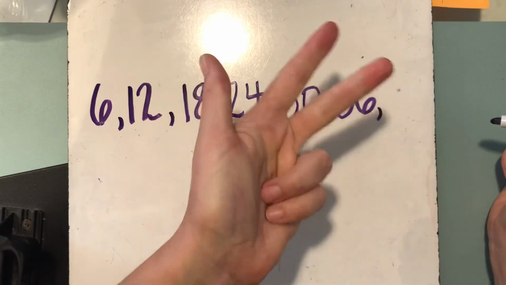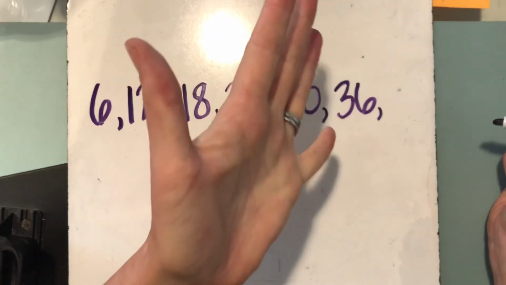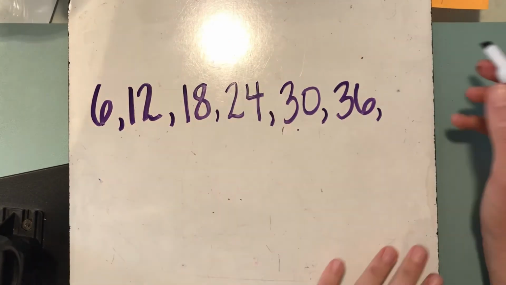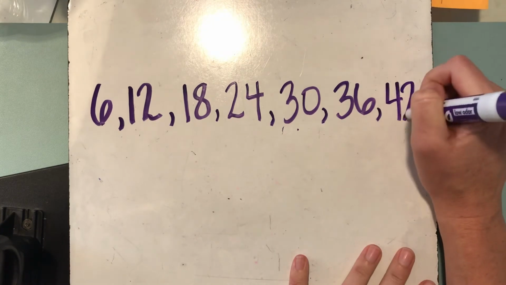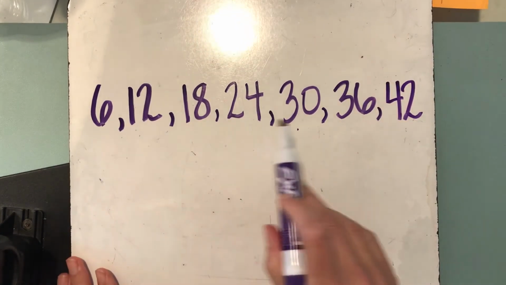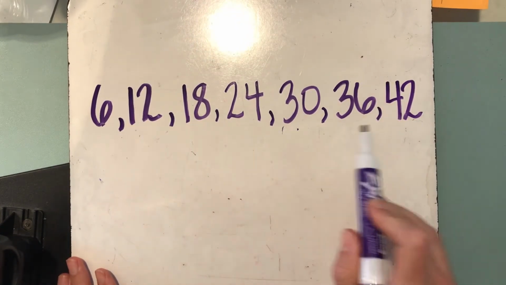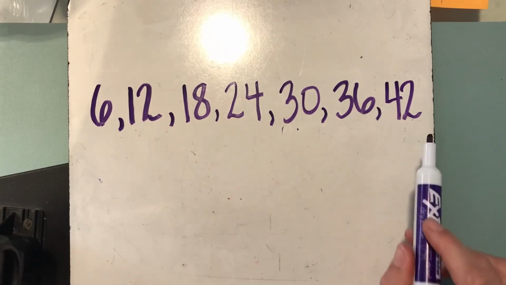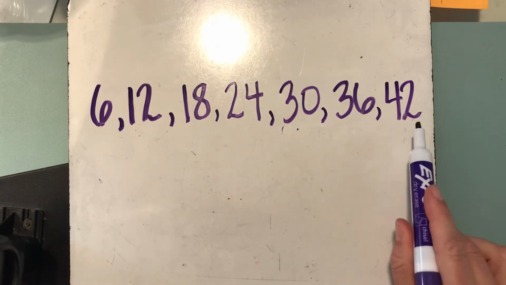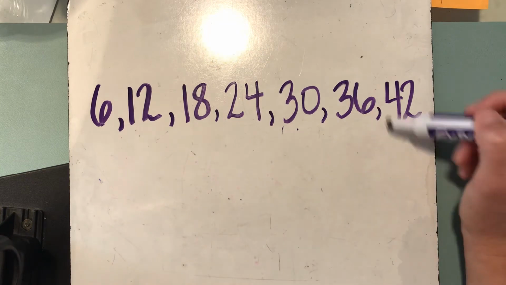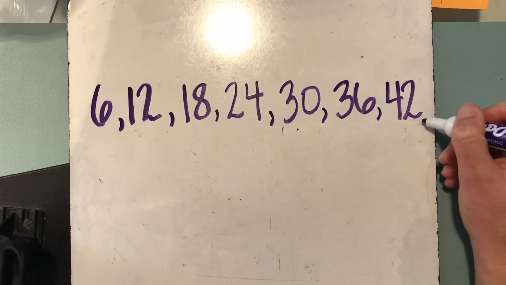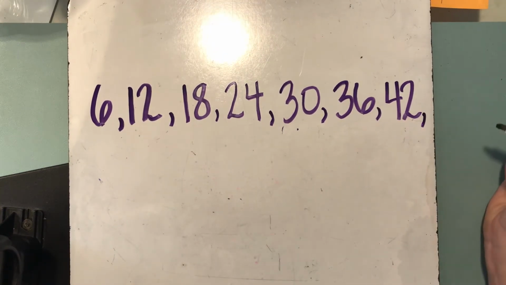37, 38, 39, 40, 41, 42. Okay. So now how many times have I skip counted? 1, 2, 3, 4, 5, 6, 7. So I've skip counted 7 times. So 7 times 6 equals 42. All right, let's keep going.